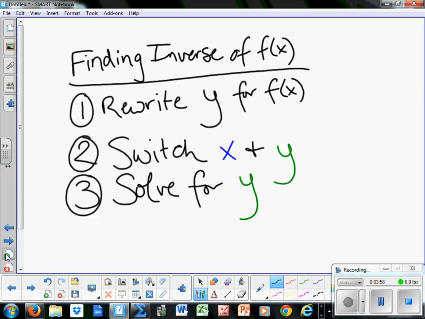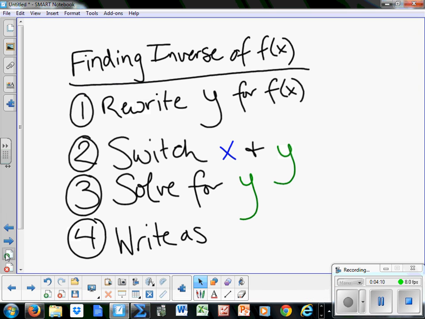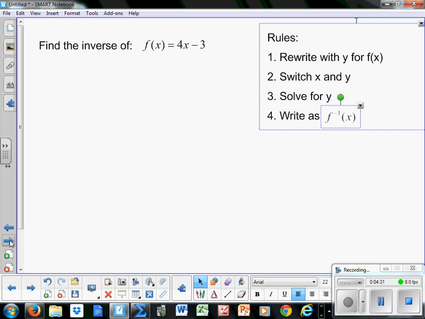Then our last step, so that we know we've changed it from a function to the inverse of a function, we're going to write it as that funky notation f inverse of x, or the inverse of f of x, or there's several ways to think about it, but as long as you're thinking inverse in there, that's the main thing. All right, so we're going to follow these steps, and now that we've talked through them, we're going to work on the next page with a couple examples.